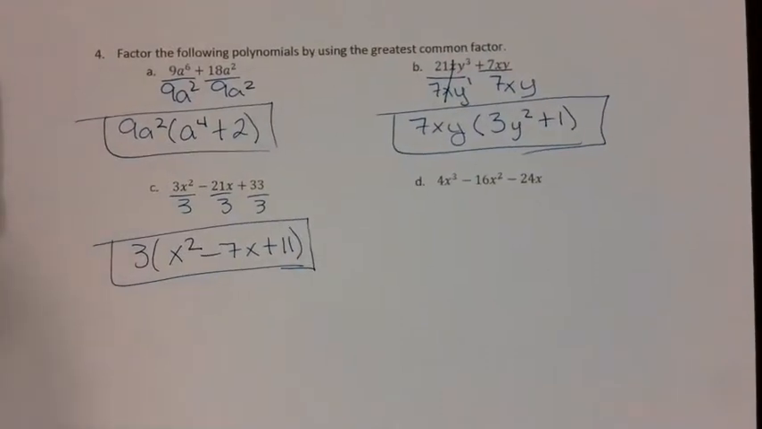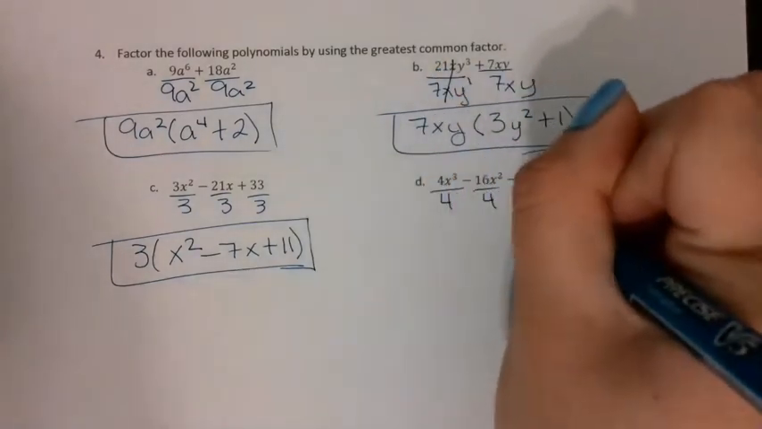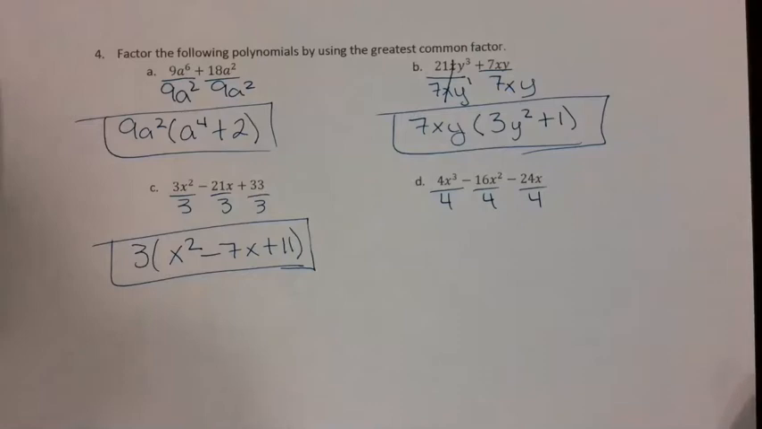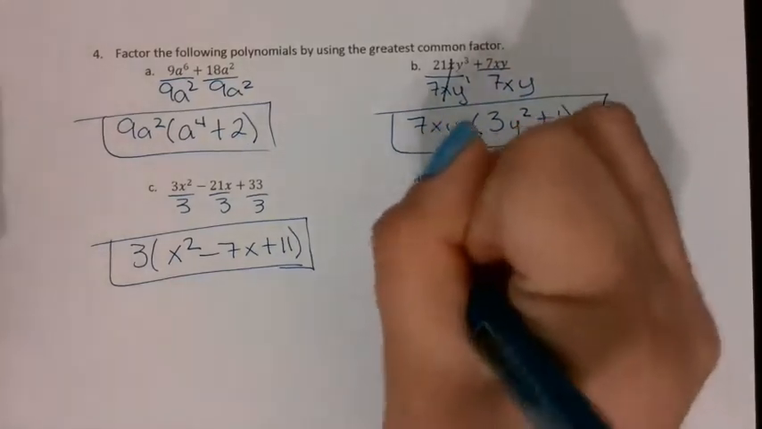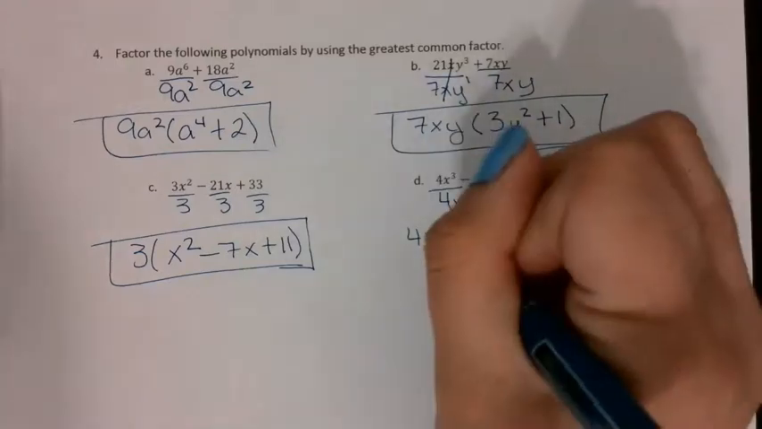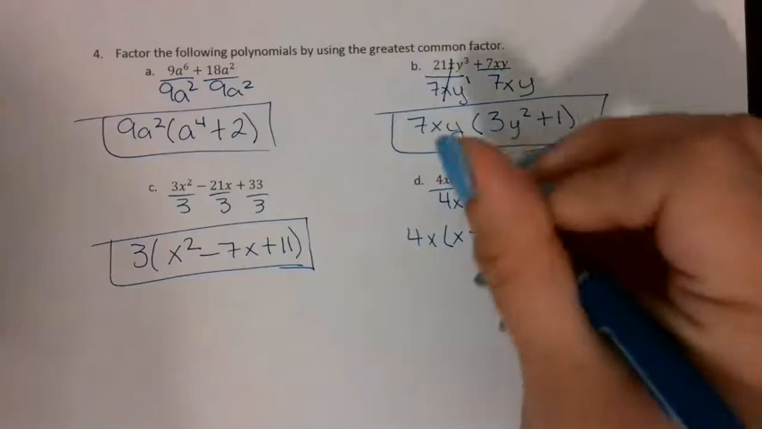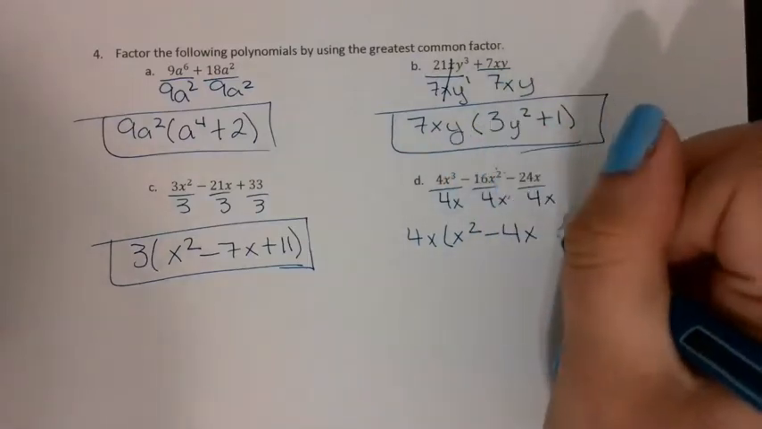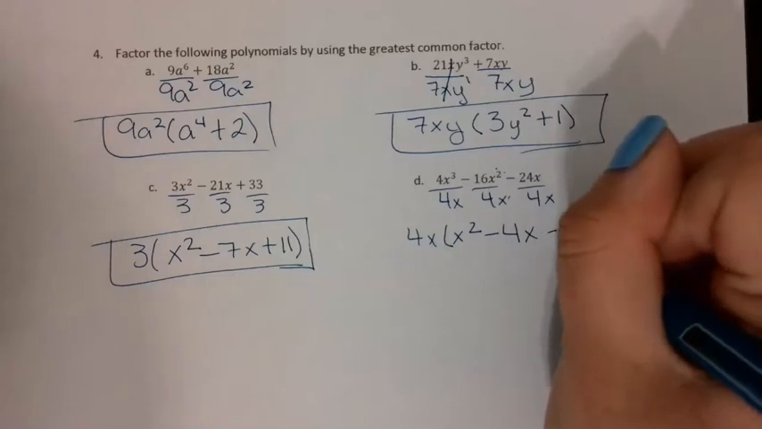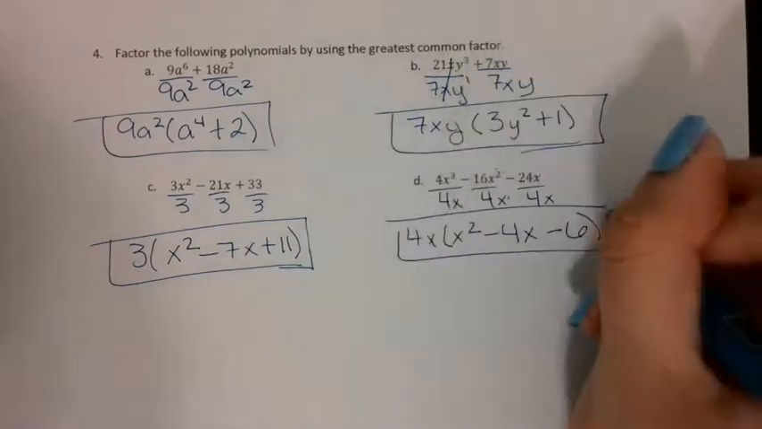On D, I have 4, 16, and 24. All of these numbers can be divided by 4. And then if I notice, all of them have at least one x, so I'm going to divide them all by 4x. I write the 4x out front, and then I have x squared minus 4, x, because 2 minus 1 is 1. And then I have 24 divided by 4, which is 6, and the x's turn into 1. So this is my answer.